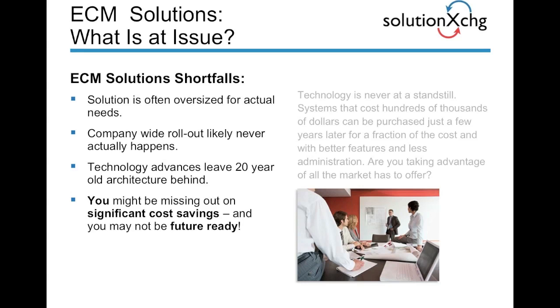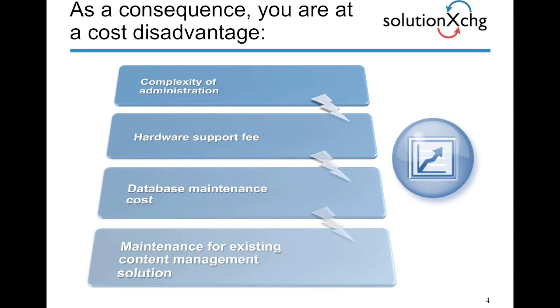So companies that started out early on enterprise content management solutions are most likely today missing out on cost savings and might not even be future ready because they are on an older architecture. And older architecture requires complex administration because you're administering a client server architecture with multiple components. There is a significant hardware support fees. There's most likely a database maintenance cost that's associated. Plus, you pay maintenance for those more expensive solutions that were put in a few years ago.